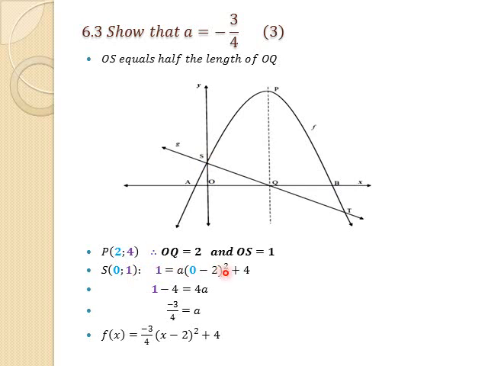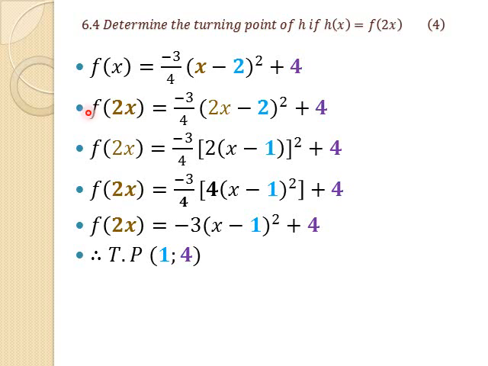Right, substitute in my equation, so my y value becomes 1. My x value is 0. Gives me minus 2 squared, which gives me 4a. Plus 4, if I take it over, negative 4. 1 minus 4 would give me negative 3. Negative 3 divided by 4, a equals negative 3 over 4. So my equation reads f of x equals minus 3 over 4, (x minus 2) squared, plus 4. Alright, so hope you follow. Alright, let's look at the next problem. Determine the turning point of h if h of x equals f of 2x.